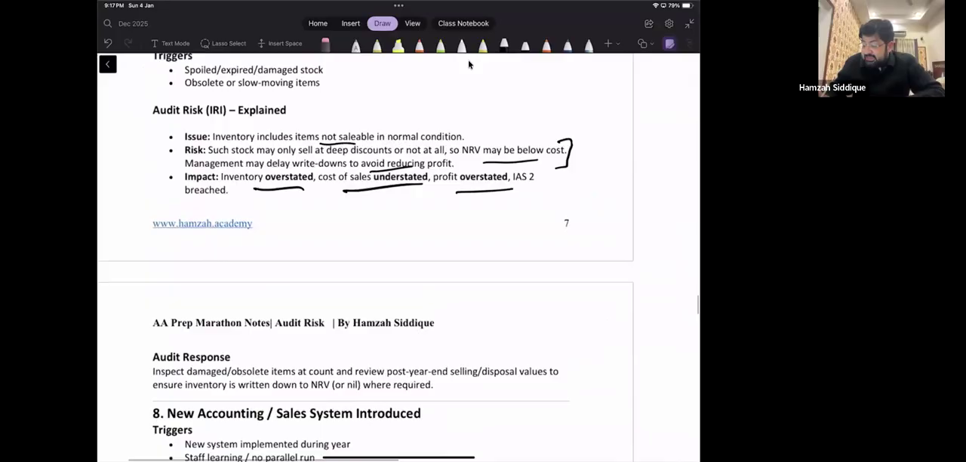So, inspect damaged inventory and review post-year-end selling price to verify it is written down to NRV where required. So, it is directly addressing this issue, the risk. Very important. Very important. So I told you, you need to practice it again and again and mark each point, whether each point has these components.